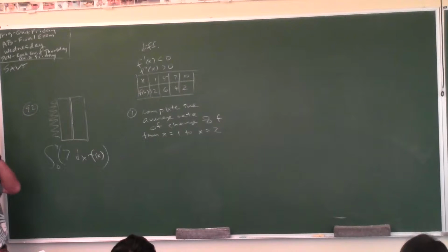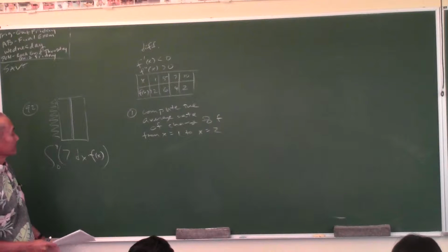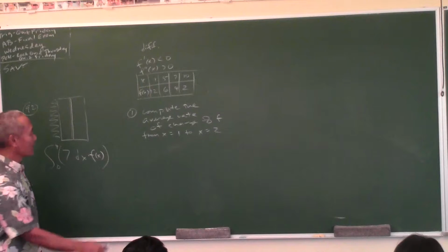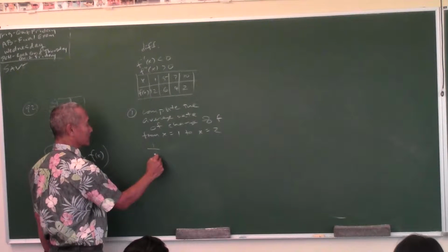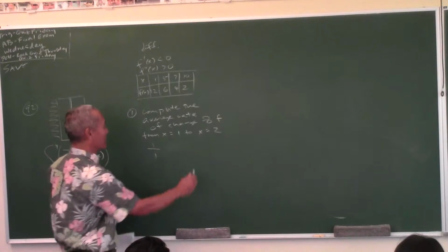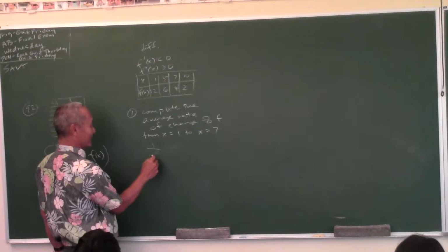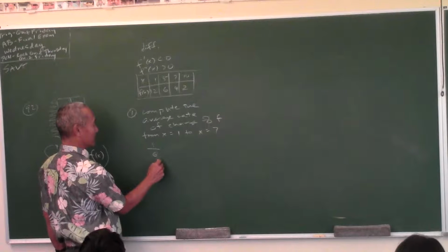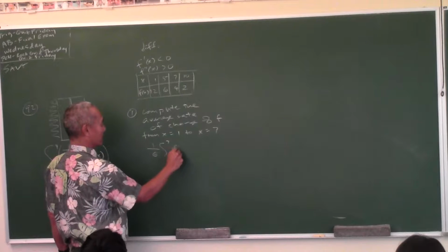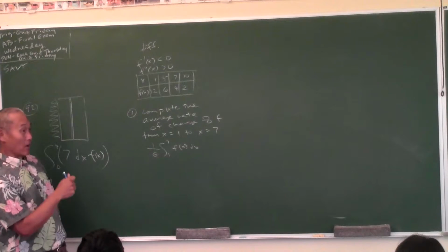Okay, we start with you. How would you do this problem? 1 over b minus a. Okay, so 1 over 1. Wait, I misread. Sorry, 7. 1 over 6. Integral from 1 to 7. Okay, no, that's not correct.